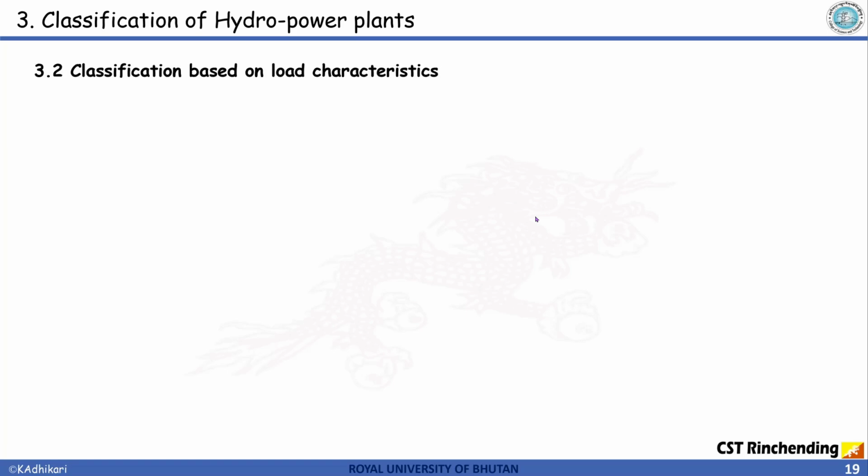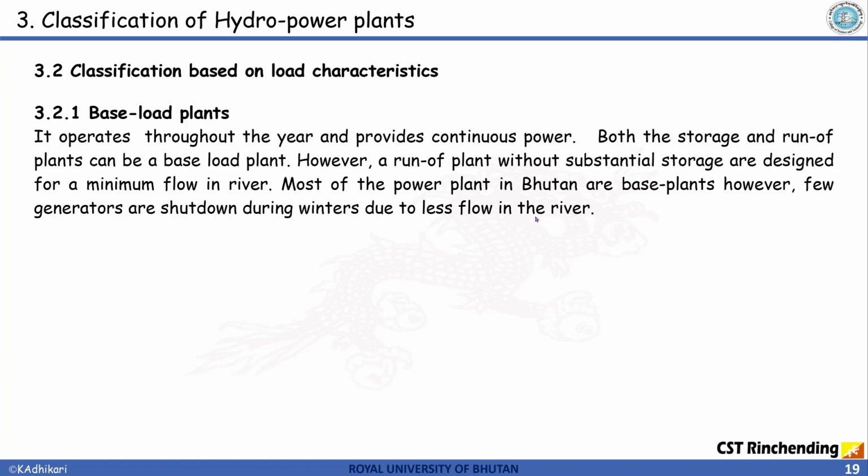And the next type of classification is based on load characteristics. There are two types. One is the base load plant. It operates throughout the year and produces a continuous supply. Although the amount of energy it produces varies throughout the year, it is functional throughout the year. This is known as the base load plant, and it can be a runoff as well as a storage plant. It can be both. In our case, it is runoff.